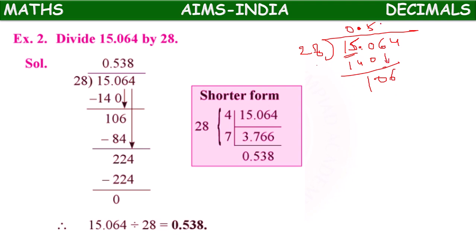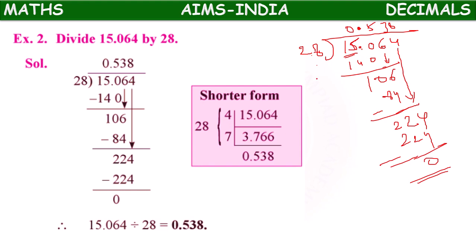28 into 106 means 3 times. 3 times how much? 84. Again minus, 6 minus 4, 2. 10 minus 8, 2. Next this 4 we can carry down. 28 8 times, 224 minus 224, 0. So 0.538 is the answer.